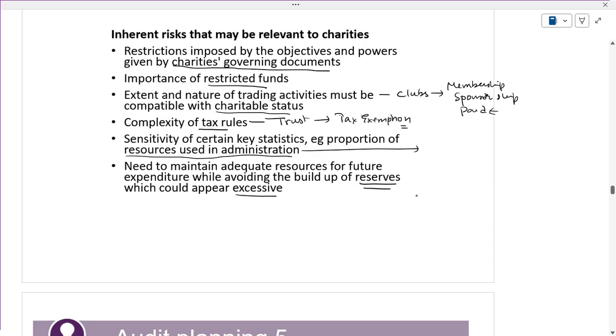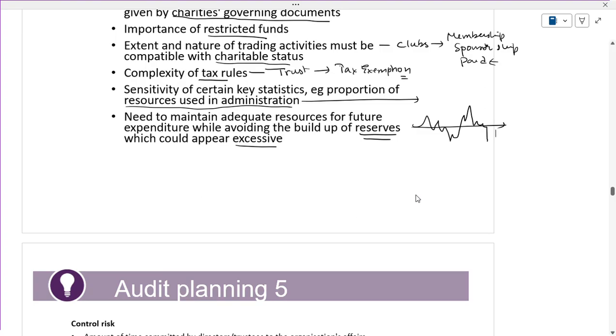You have to keep resources. It's not a profit organization, but you will have reserves. You have reserves and surpluses. Here we are talking about this because the income will fluctuate. Is it right? Income will fluctuate. You have to plan accordingly. That is the message that's going to be given.